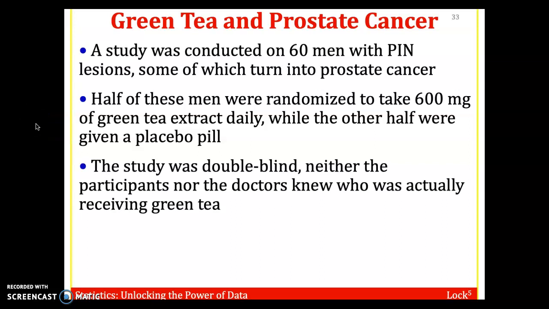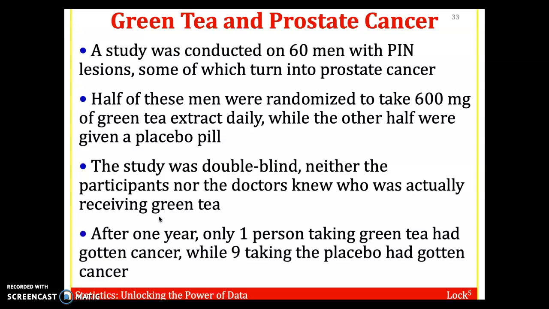The study was double-blind, so neither the participants nor the doctors who were working with the two groups knew who was actually receiving the green tea. Of course, there has to be a third party part of the researchers that knows which group is which, but the people that know which group is which will not be interacting with either group.